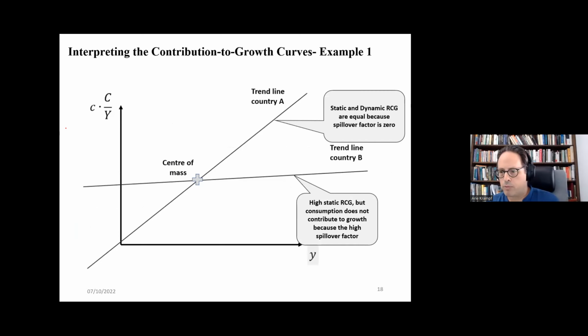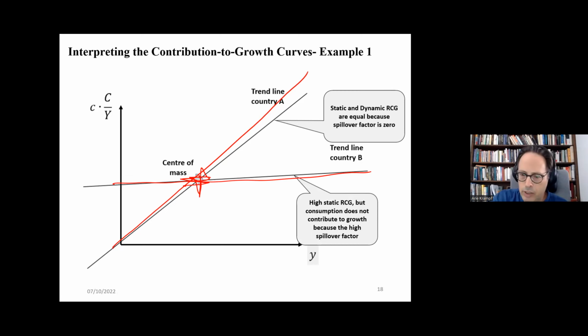Now, before I present the empirical findings, I would like to give you a few examples in order to get the intuition of our approach. So this is a hypothetical case of two countries, A and B. In country A, you have a positive dynamic relative contribution to growth, and country B is almost horizontal, which means the dynamic relative contribution to growth is 0.